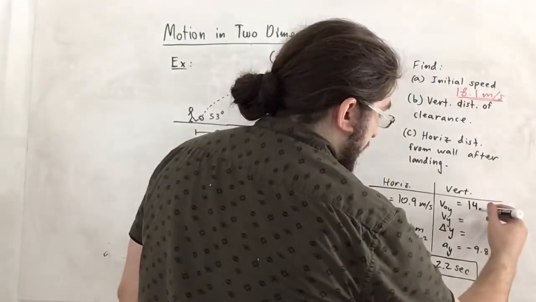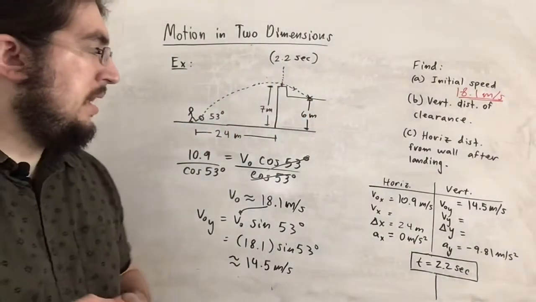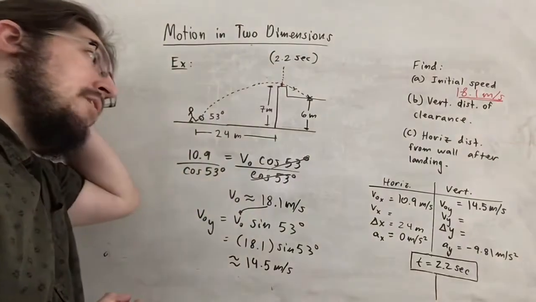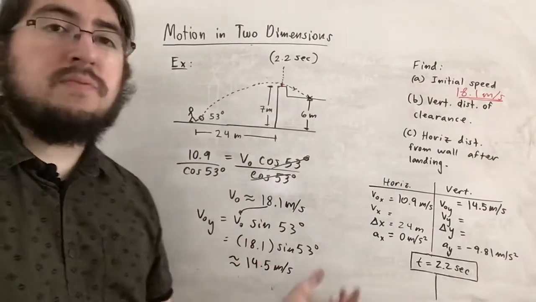So let me fill in our table here, 14.5 meters per second. Very good. And now we can move on to part B. I don't think it's going to be too bad, actually. We want to find the vertical distance of clearance. Basically, we want to find delta y.